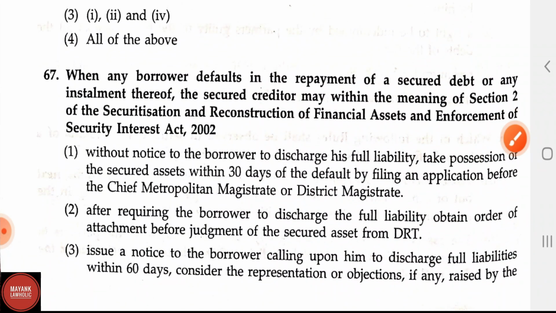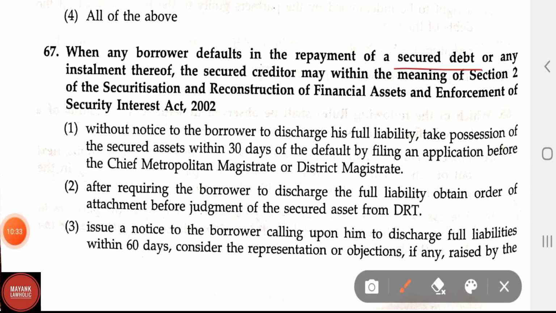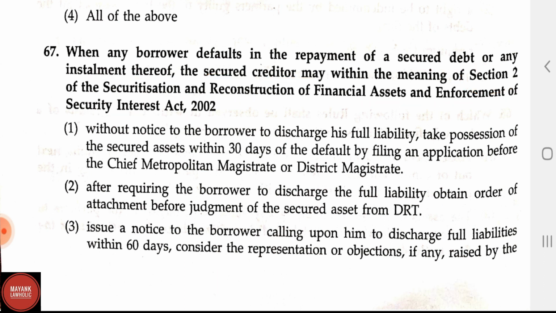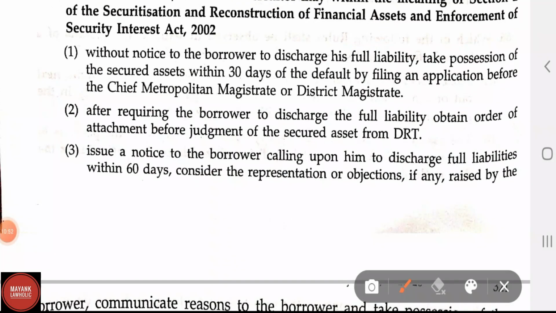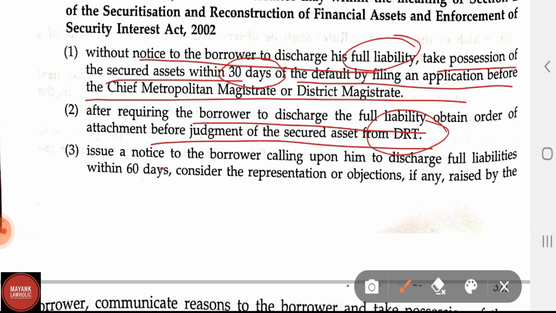Okay, now let us see question number 67. When any borrower defaults in the repayment of the secured debt or any installment thereof, the secured creditor may, within the meaning of section 2 of the Securitization and Reconstruction of Financial Assets and Enforcement of Security Interest Act 2002: Option 1. Without notice to the borrower to discharge his full liability, take possession of the secured assets within 30 days of the default by filing an application before the Chief Metropolitan Magistrate or District Magistrate. Option 2. After requiring the borrower to discharge full liability, obtain an order of attachment before judgment to the secured assets from the DRT.